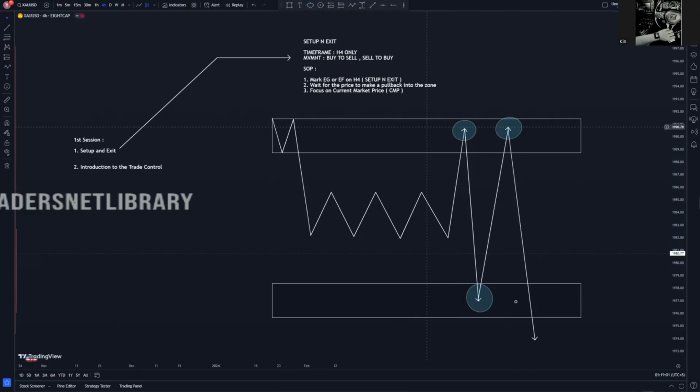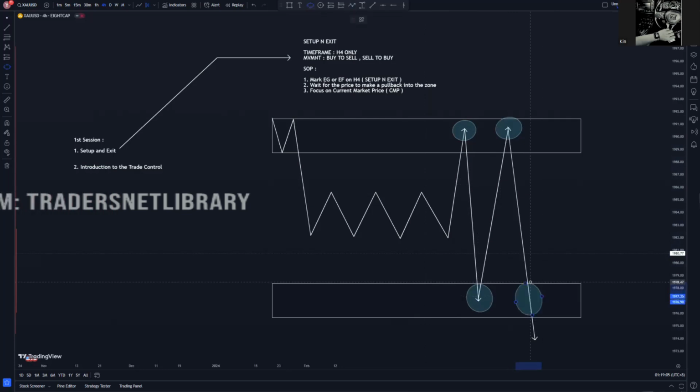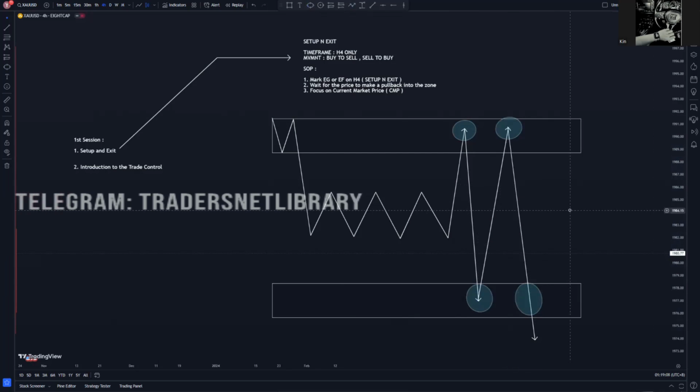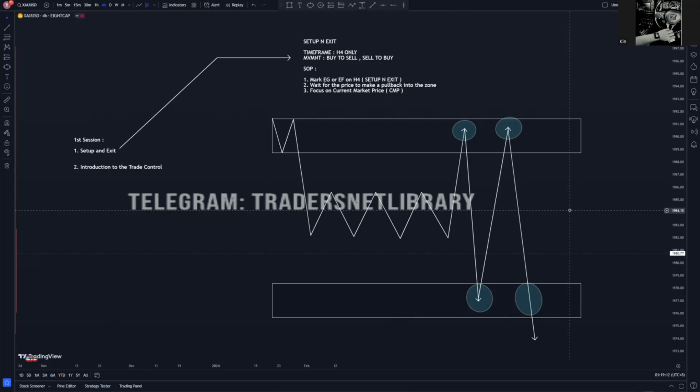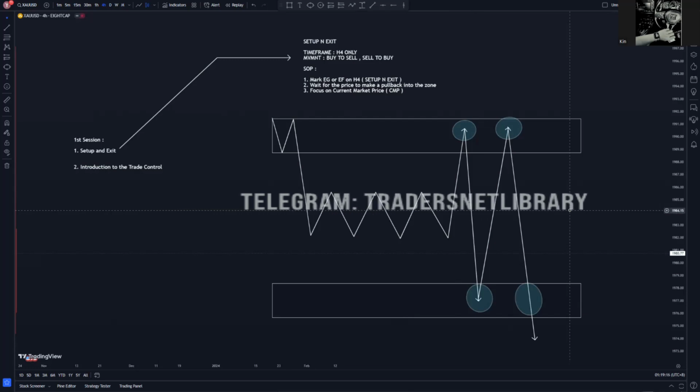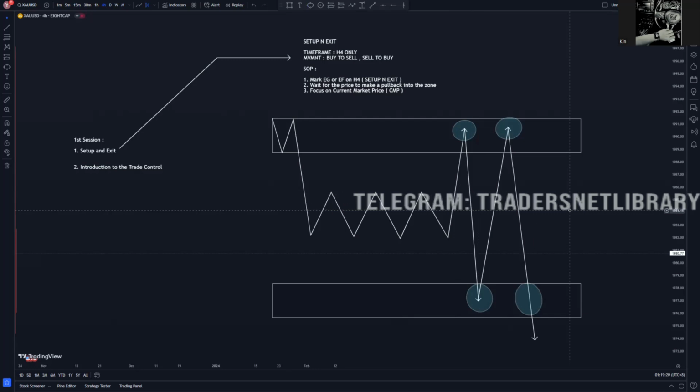There will be two famous questions that most of my students ask me. The first one: can we use the same zone, the same ED or the same EF, over and over? Maybe they say more than 2 times, more than 3 times, more than 5 or 10 times. The answer is yes, as long as that zone is still valid.